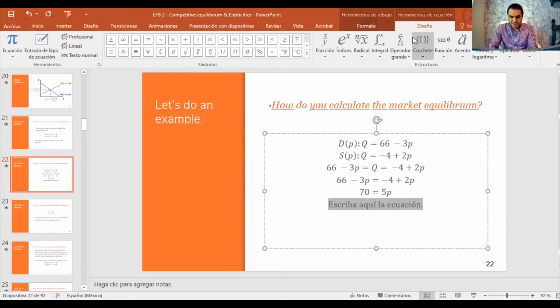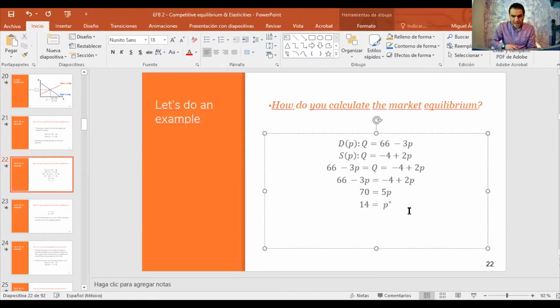What we have is that 70 divided by 5 equals 14, which equals the equilibrium price, P star. And just like that, in a simple algebraic calculation, we have found the equilibrium price of this particular problem. That is the price at which the quantity demanded and the quantity supplied are the same. Therefore, we can find the quantity that satisfies both consumers and producers.